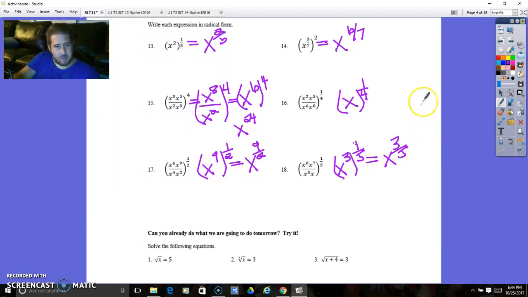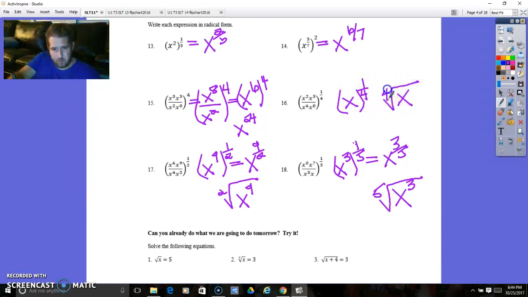And there's your answer, which would be the same thing in radical form. Sorry, these are all supposed to be in radical form. So that's x to the 3rd to the 5th root. This one, x to the 9/2, is x to the 9th to the 2nd power, which I didn't really need to put that 2 there. X to the 1/4 is x to the 1st to the 4th root.